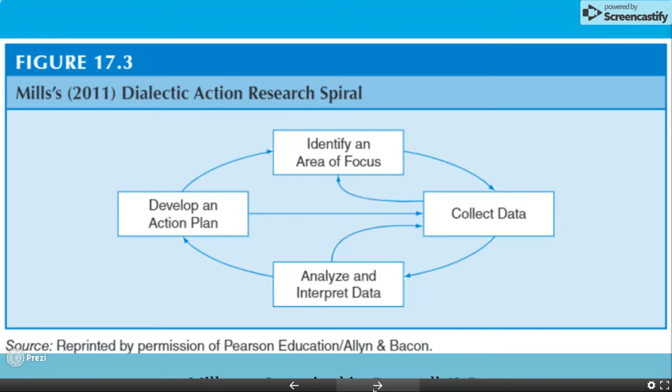I want you to notice the arrows and how there seems to be many different ways that the research design may spiral within this. The data that is collected may be analyzed and inform further data collection, or it may inform further areas of focus. This type of research is evaluative in nature.